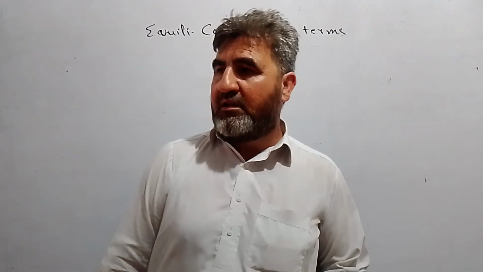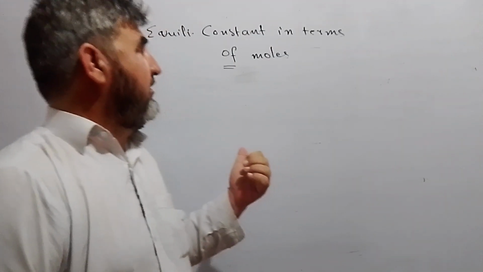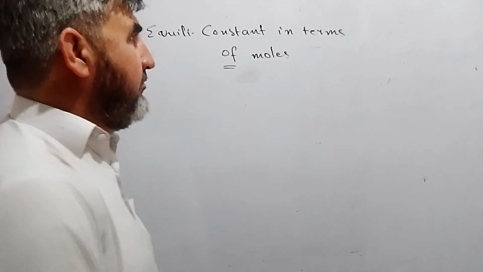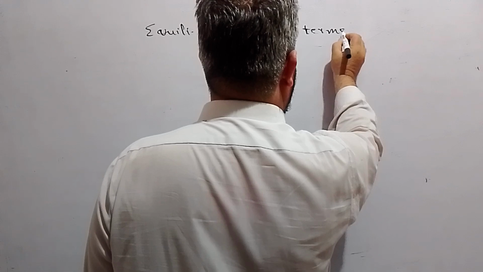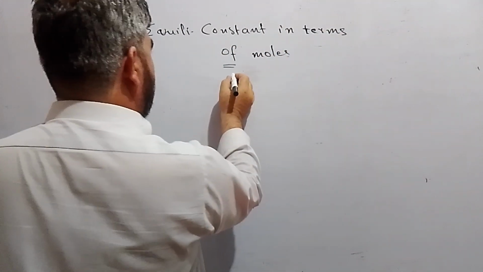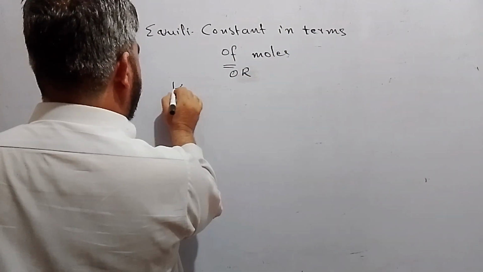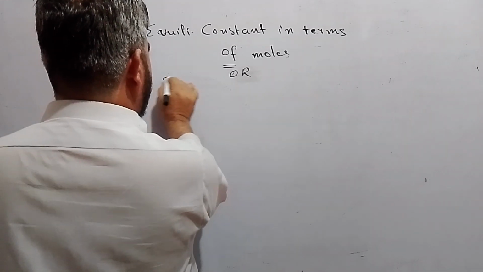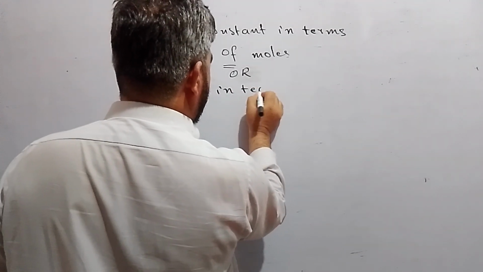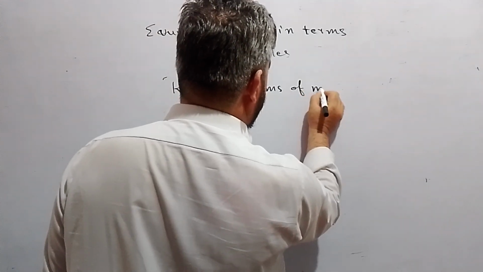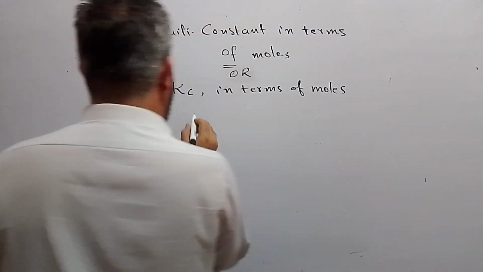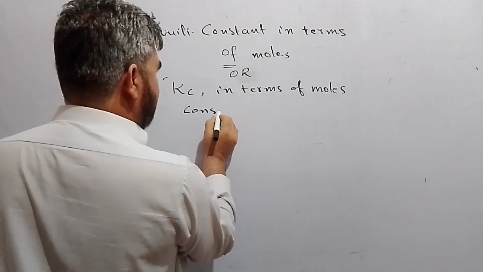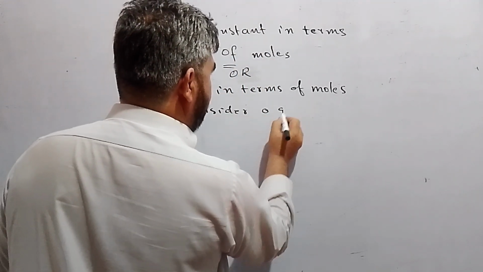Assalamu alaikum dear students. Today we will discuss our lecture number 3, which is the equilibrium constant in terms of moles, or we can say simply Kc in terms of moles. For example, consider a general reaction.